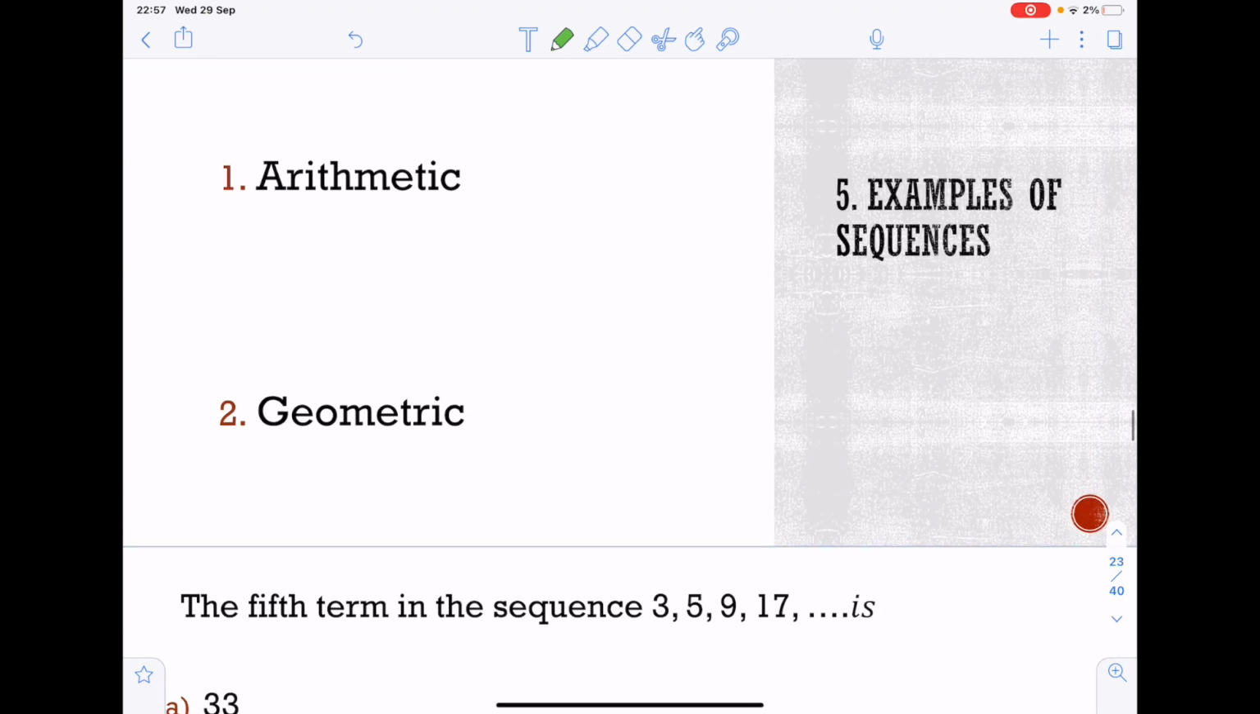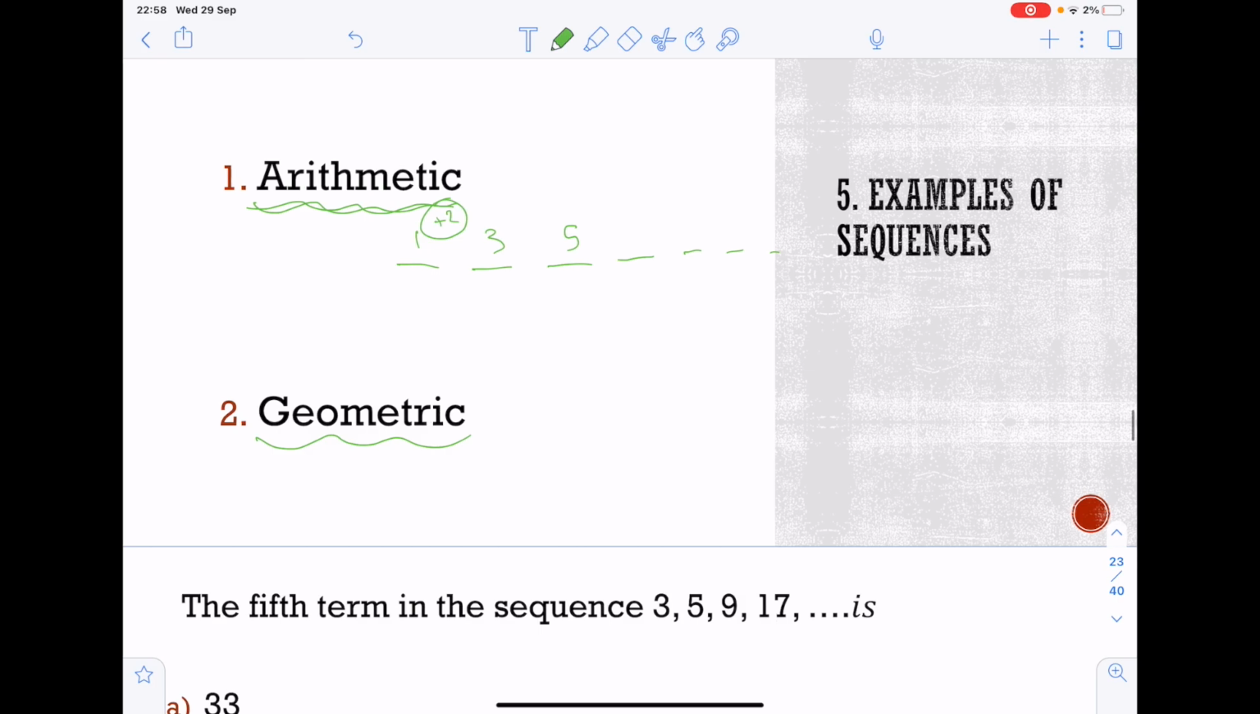Okay. There are examples of sequences, where we have the arithmetic sequence and the geometric sequence. In the arithmetic sequence, we have a constant difference between each two terms. For example, 1, 3, 5, and so on. So we add 2. There is 2 between each two terms.